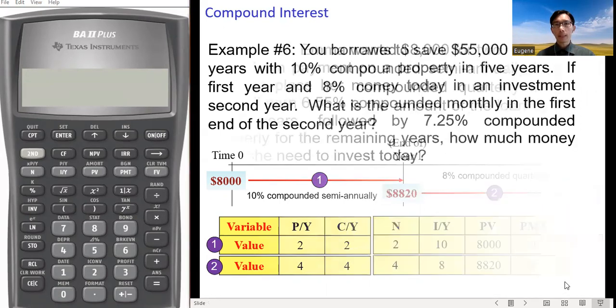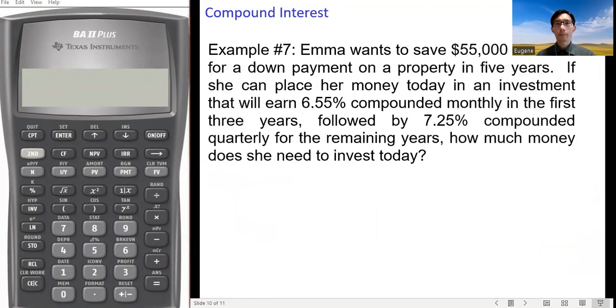Let's take a look at the next example. Emma wants to save $55,000 for a down payment on a property in 5 years. If she can place her money today in an investment that will earn 6.55% compounded monthly in the first 3 years, followed by 7.25% compounded quarterly for the remaining years, how much money does she need to invest today?